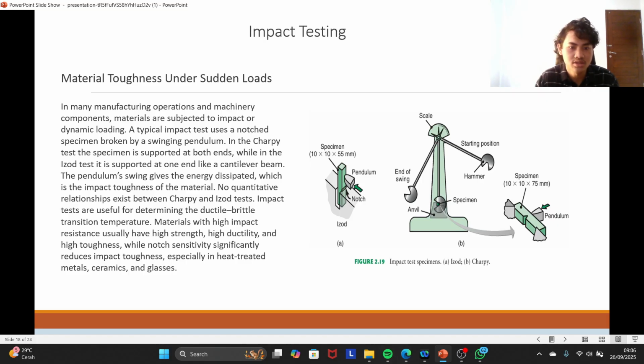No quantitative relationship exists between Charpy and Izod tests. Impact tests are useful for determining the ductile-brittle transition temperature. Materials with high impact resistance usually have high strength, high ductility, and high toughness, while notch sensitivity significantly reduces impact toughness, especially in heat-treated metals, ceramics, and glasses.